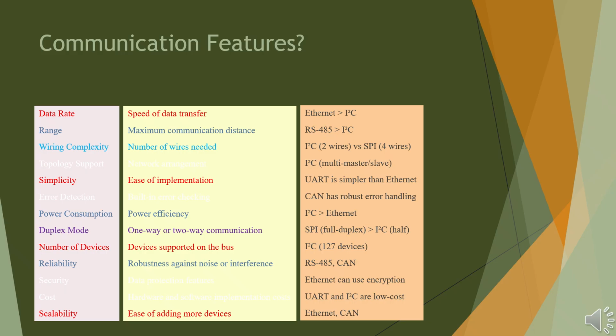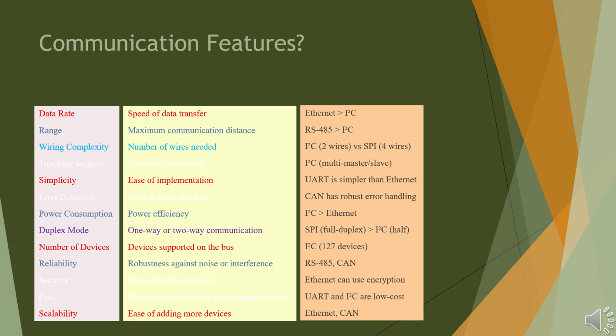When selecting a communication method, we must consider several key features: speed, range, wiring complexity, topology, power consumption, reliability, and cost. For example, Ethernet offers high speed and security, while I2C is slower but much simpler, requiring only 2 wires. CAN provides robust error handling and is ideal for noisy environments such as automotive systems, whereas UART remains popular for its simplicity and ease of use.